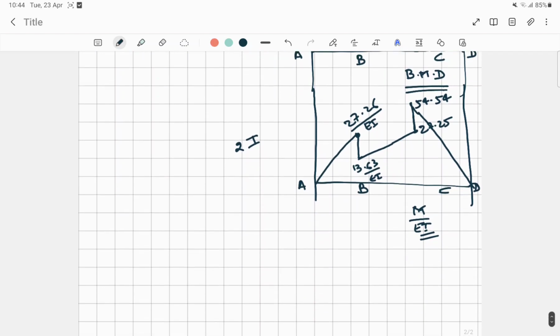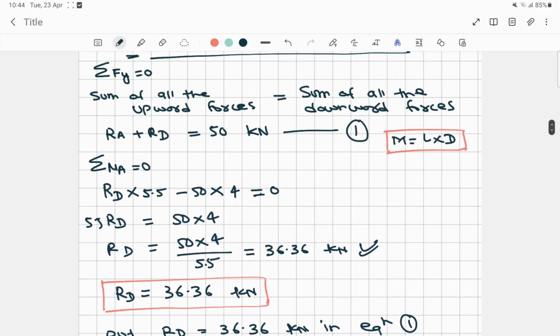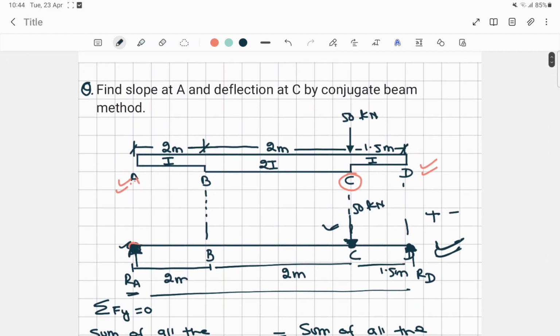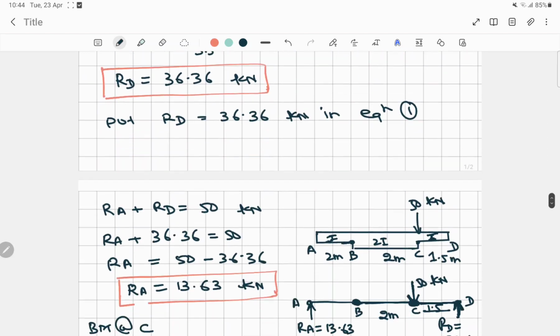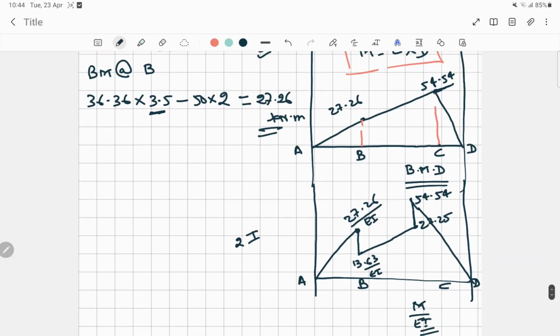Now what happened? In the question it says that we have to find the slope at A and deflection at C. And to get the slope at A, what we have to do? We have to find the area of this M by EI diagram. Let's solve the area now.